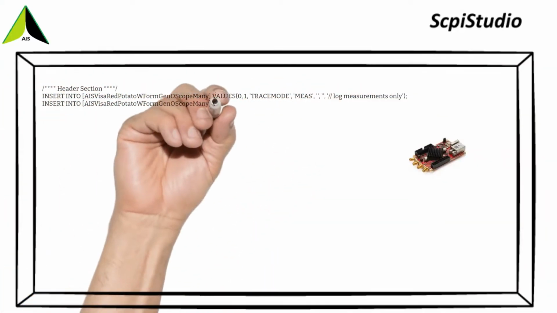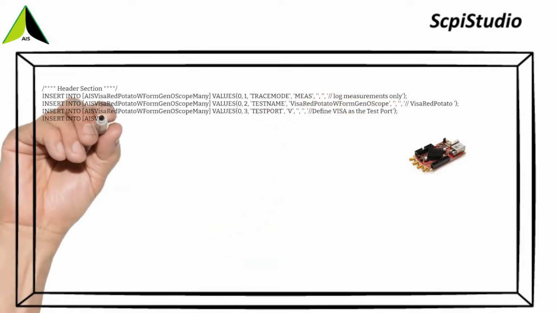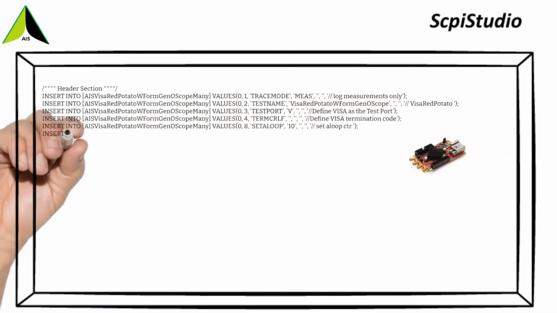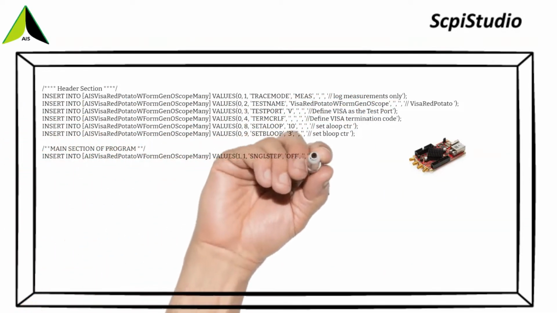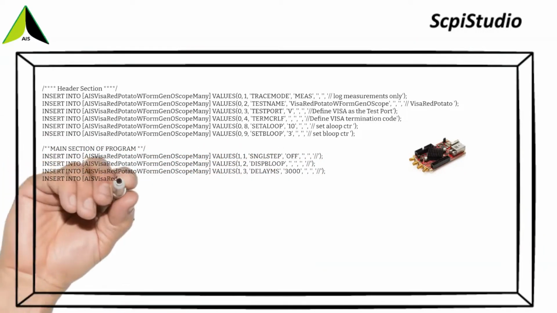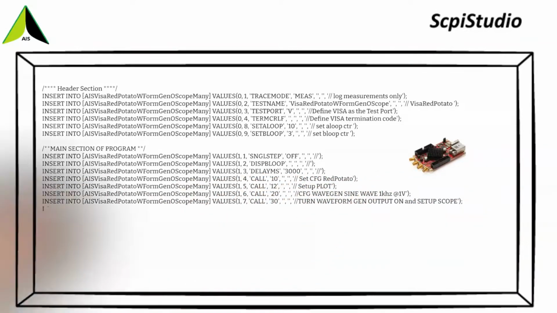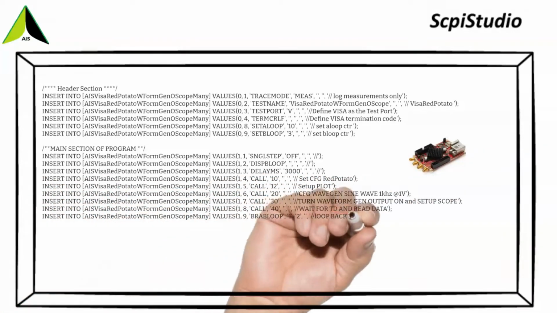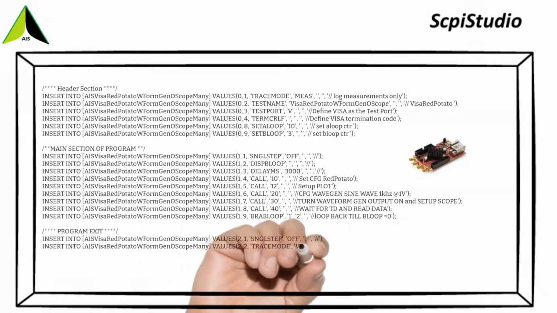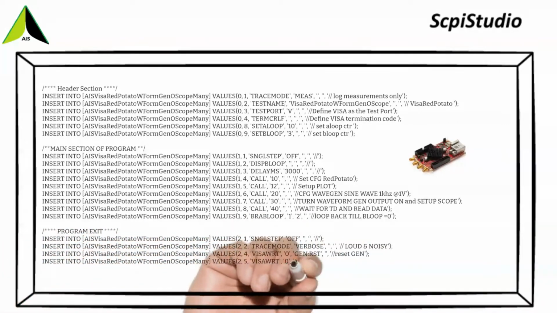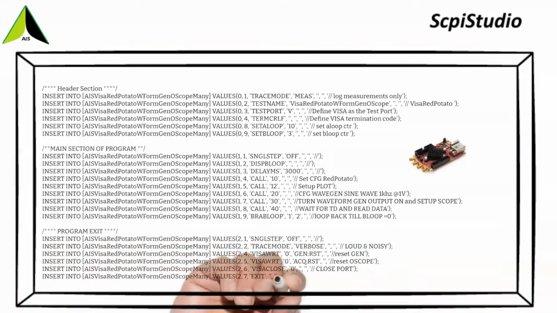A typical ScpiStudio test program will have a header section followed by a main section of the program followed by the program exit. The main section of the program loops 3 times and reads the waveform out of the oscope in the Red Pitaya. The program exit is utilized to shut down the Red Pitaya system.